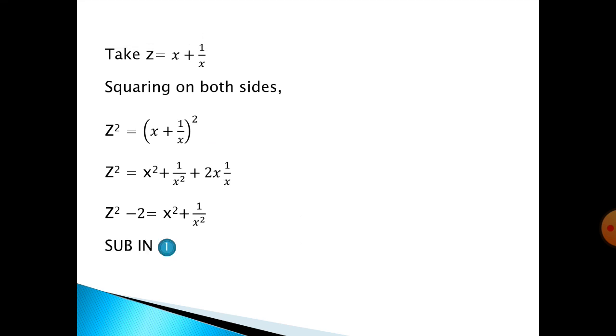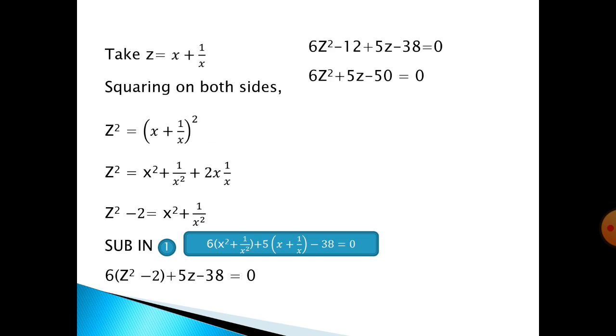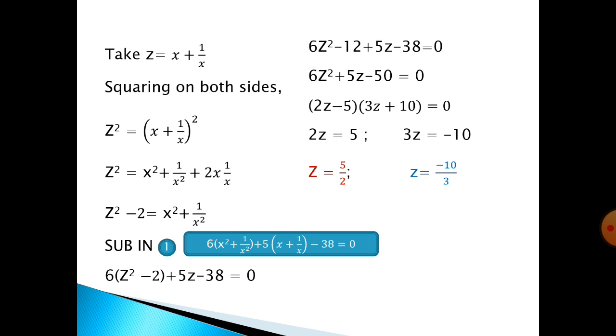Substitute these values in the first equation. We get 6(z² − 2) + 5z − 38 = 0. On solving, we get 6z² + 5z − 50 = 0. After factorizing it, we get (2z − 5)(3z + 10) = 0. So we get z values as 5/2 and −10/3.